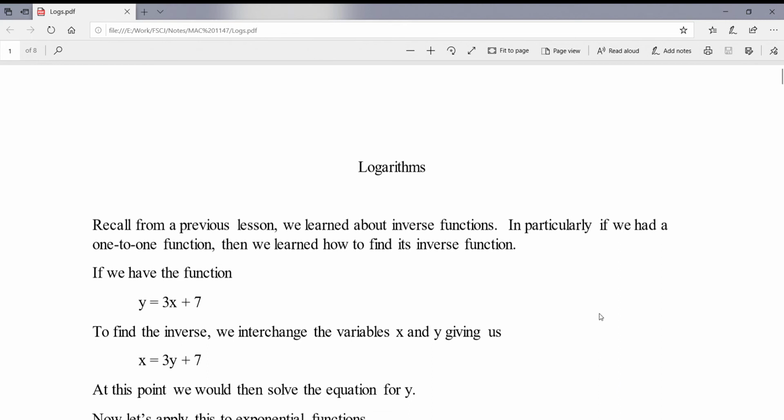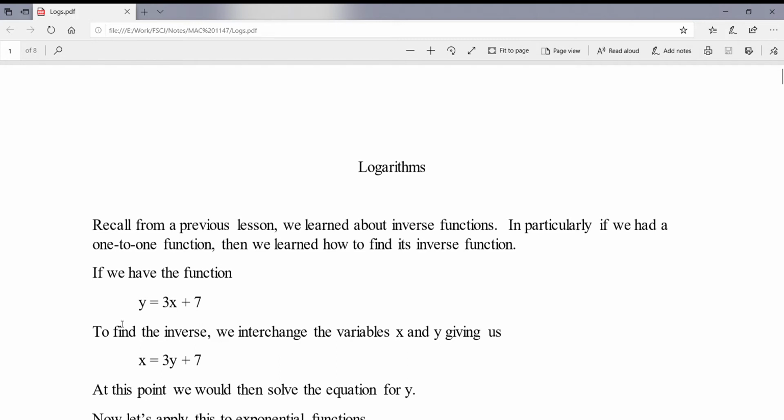Hello, and welcome to this lesson on logarithms. Recall from a previous lesson, we learned about inverse functions. In particular, if we have a one-to-one function, then we learn how to find its inverse function.